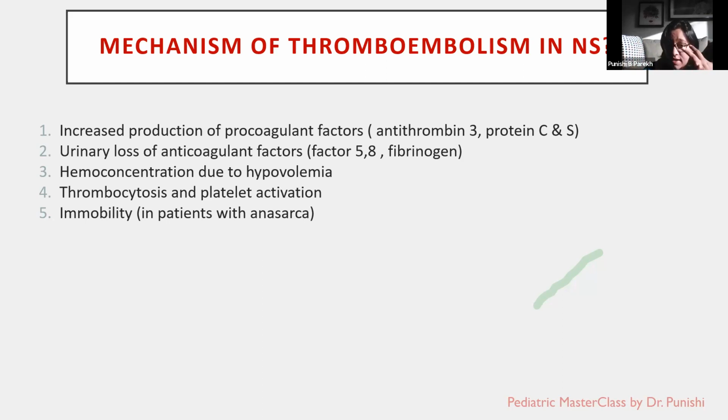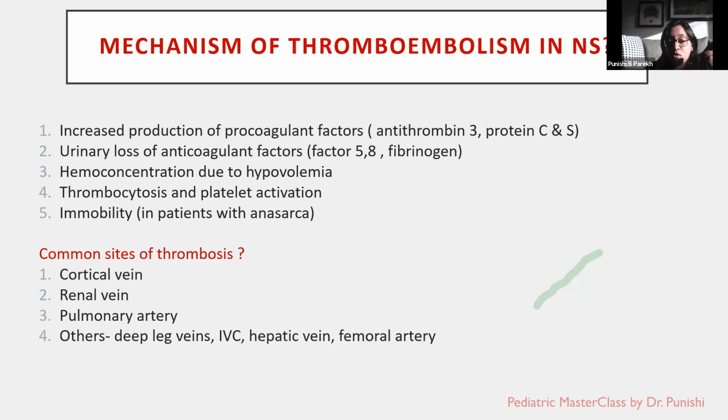Third one is thrombocytosis or platelet activation, which is also seen in nephrotics. And last but not the least, in those patients who have anasarca, who have generalized, massive edema so that they're not able to move around, immobility is another cause that predisposes them to thrombosis. Now, what are the common sites of thrombosis in a nephrotic?